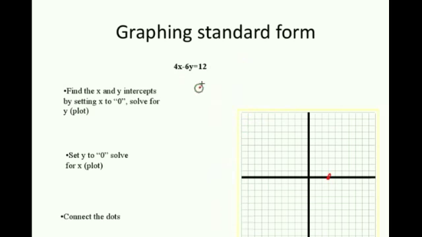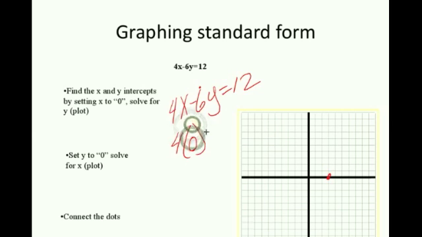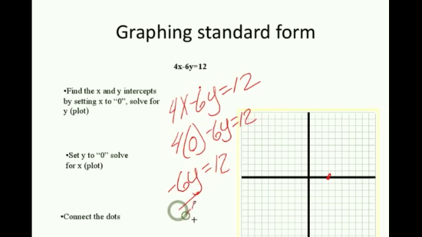Next, 4x minus 6y equals 12. And this time I'm going to solve for y by substituting x with 0. Divide both sides by negative 6. y equals negative 2. Plot that point.